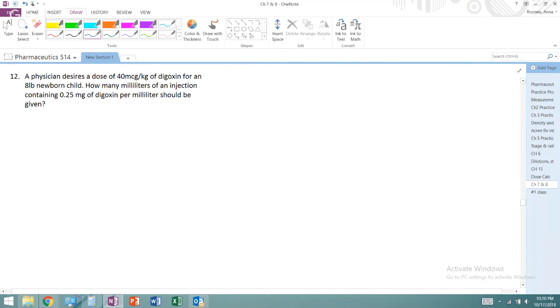A physician desires a dose of 40 micrograms per kilogram of digoxin for an 8-pound newborn child. How many milliliters of an injection containing 0.25 milligrams of digoxin per milliliter would be given?